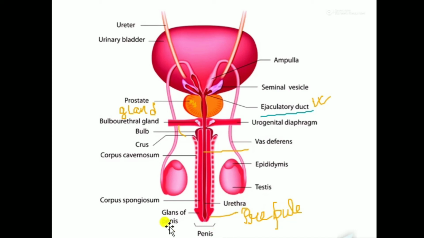The tip of the penis shows some loose skin fold. This is known as foreskin or prepuce. It is a highly sensitive area.